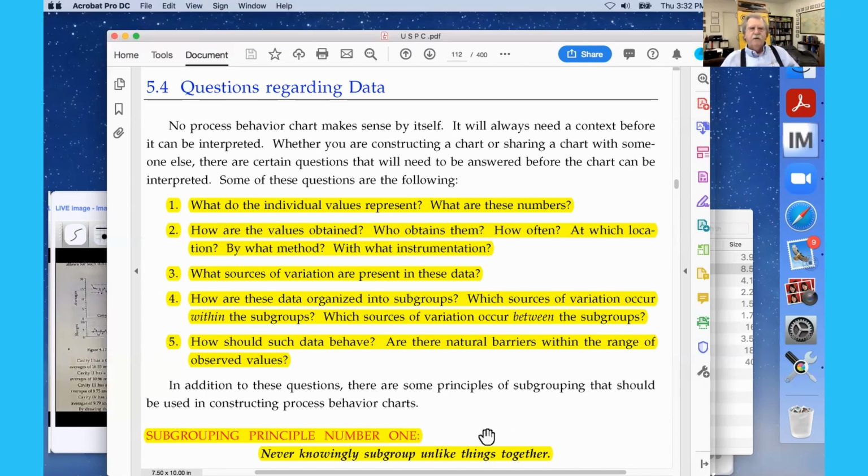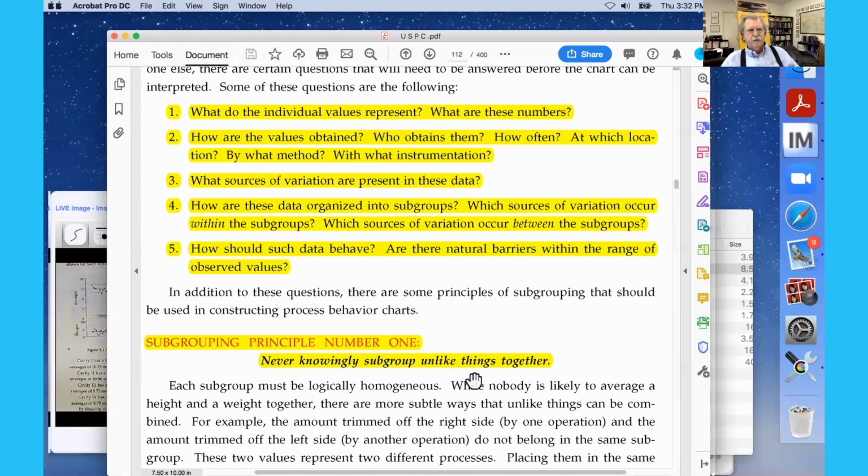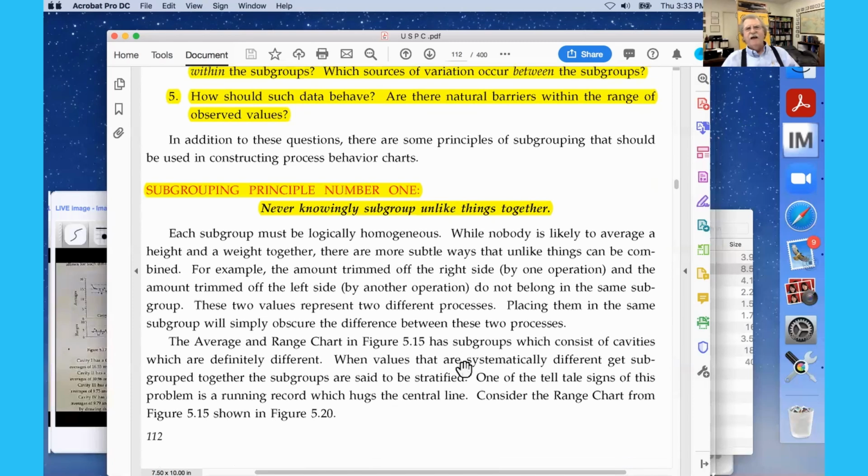What is the background? These are questions that are important when you start subgrouping. Now, subgrouping principle number 1: never knowingly subgroup unlike things together. Apples and oranges and bananas make great fruit salad, but they're lousy subgroups. What happens if I accidentally subgroup unlike things together?